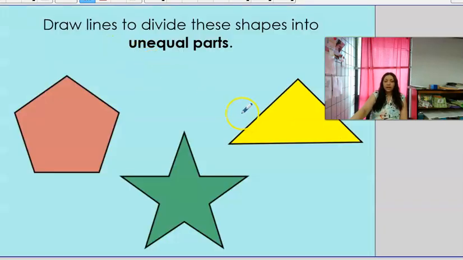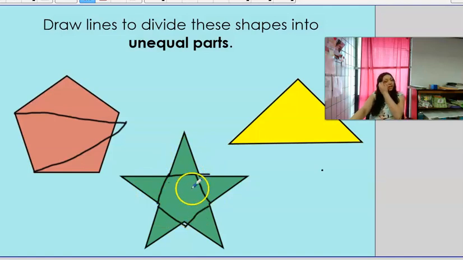So we're going to go ahead and draw these shapes into unequal parts. So that means I can just take a line anywhere. I can take as many lines as I want to try to make it into unequal parts. I could even make some parts that are equal. My triangles on the side might be equal, but then look, I've got a different part in the middle that would be bigger than the rest of them. And then I could just make my lines go to the side that would be unequal.